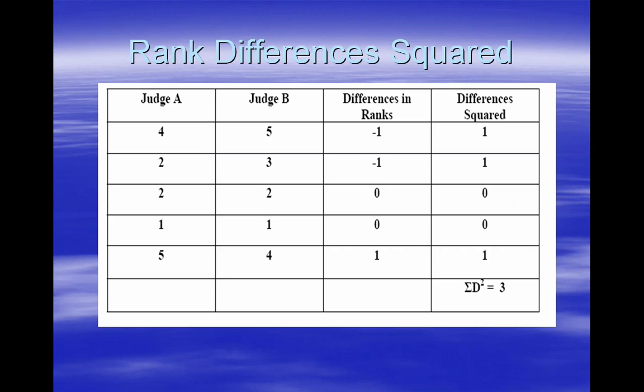We've added another column, which are the differences squared. Now, you can all remember from 6th grade math that -1 squared is in fact +1. A negative number times a negative number is a positive number. So we have the differences squared, which are 1, 1, 0, 0. 0 squared is 0. And 1. That total, the sum of the differences squared, is equal to 3. And we're going to use that in our formula.